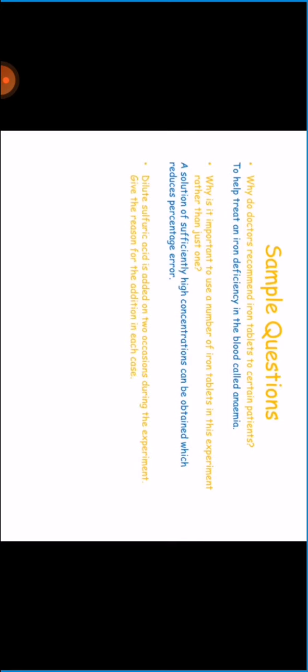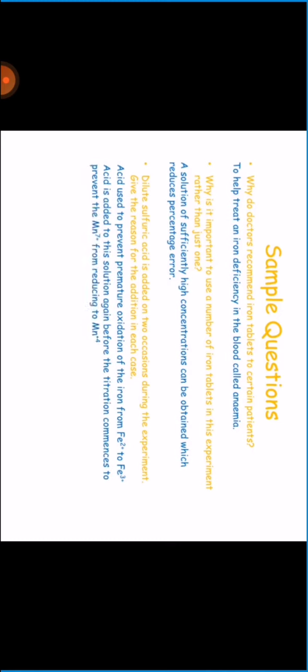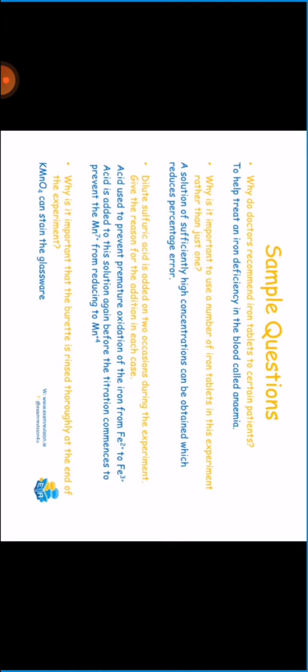Dilute sulfuric acid is added on 2 occasions during this experiment. Give a reason for the addition. The acid, as we said in the previous slide, is used to prevent premature oxidation of the iron from Fe2+ to Fe3+, and to help prevent the premature reduction of Mn+7 to Mn+4. The last question then is, why is it important that the burette is rinsed thoroughly after this experiment? It's because KMnO4 can stain glassware.